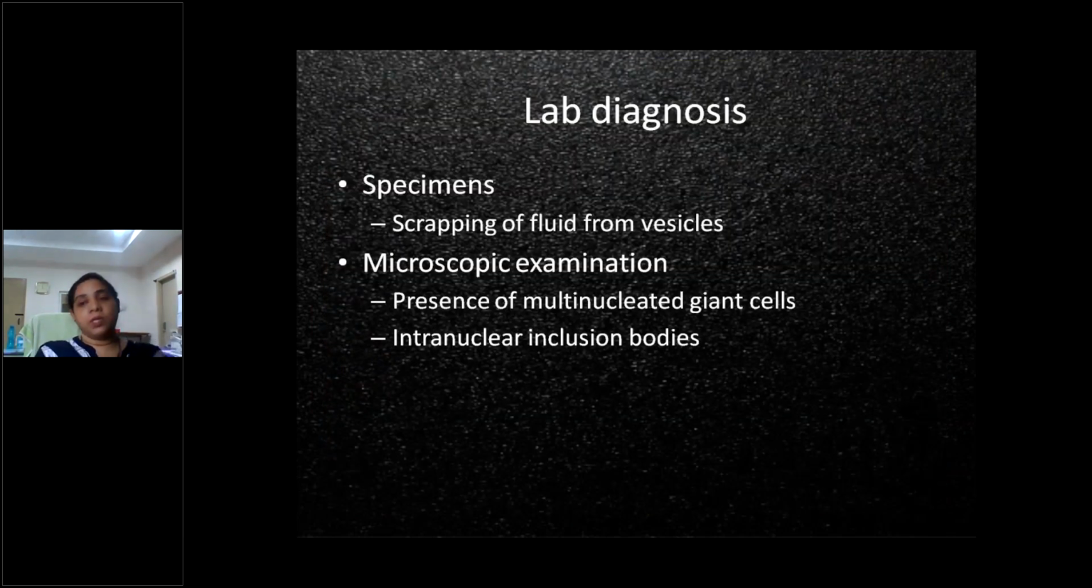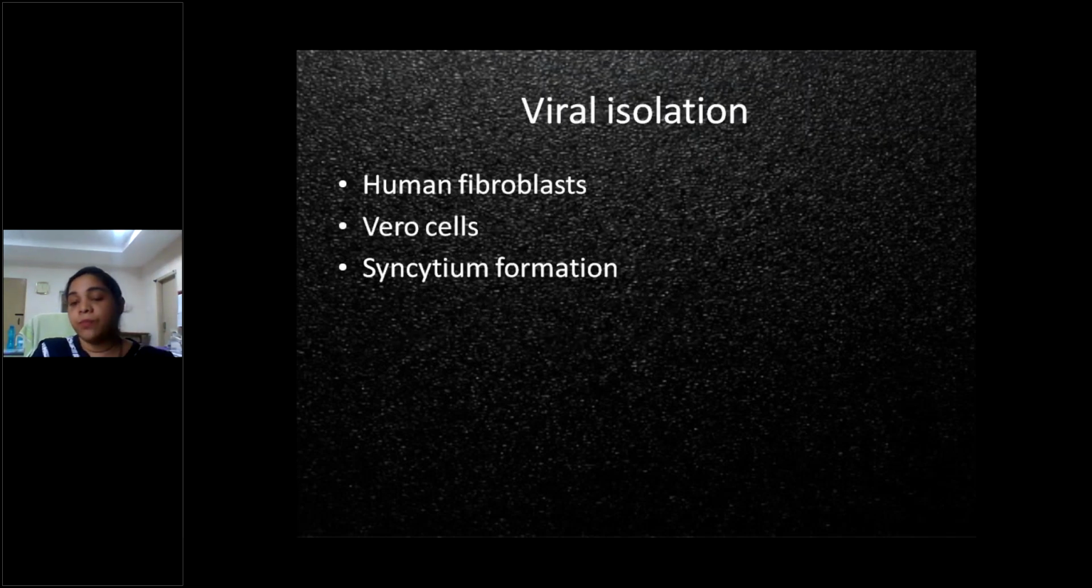Okay, next one, lab diagnosis. So what's the lab diagnosis question? Specimens. How will you collect the specimen? By extracting fluid from vesicles. Next one is microscopic examination. See for the presence of multinucleated giant cells and also see for the presence of inclusion bodies. What type of inclusion bodies are present? Cowdry type A inclusion bodies. Next one, virus isolation. How will you identify the virus? Virus may be isolated from human fibroblast cell cultures, as well as by seeing the presence of syncytium formation.